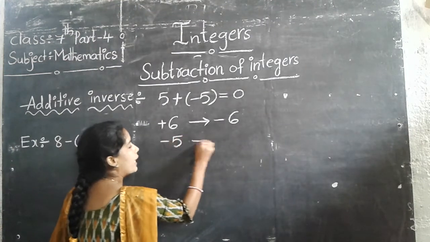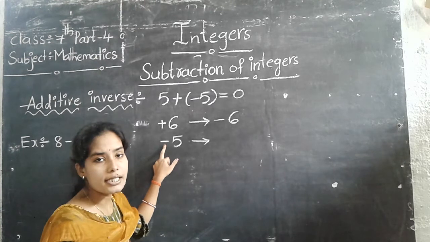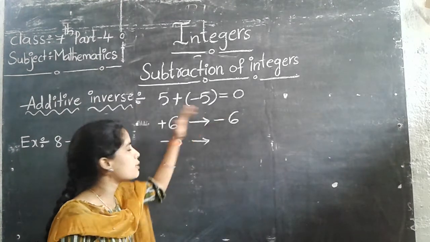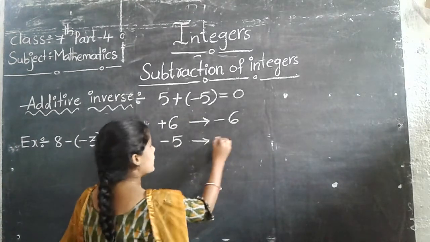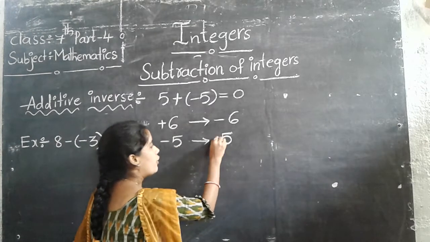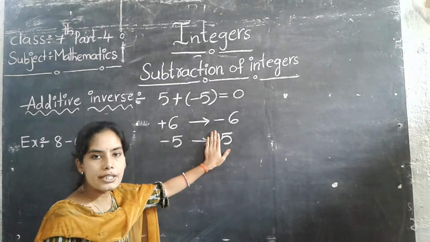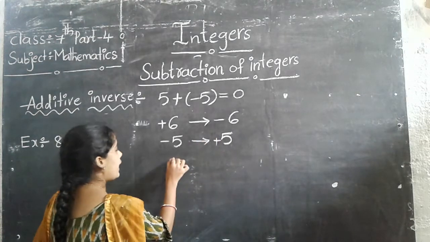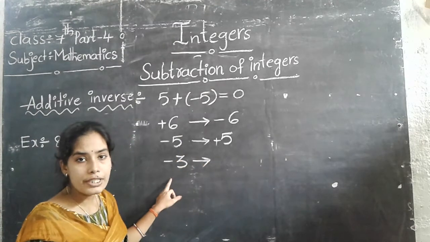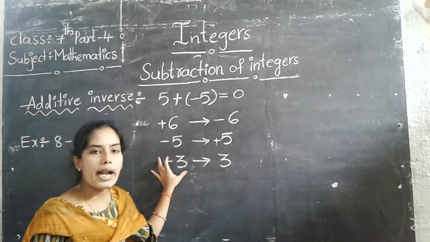Additive inverse of minus 5. Here the sign is minus, so we change the sign. Plus becomes minus, minus becomes plus. The additive inverse of minus 5 is plus 5. No need to put a plus sign, as it is already a positive integer. In the same way, the additive inverse of minus 3 is plus 3. Like this we find the additive inverse.